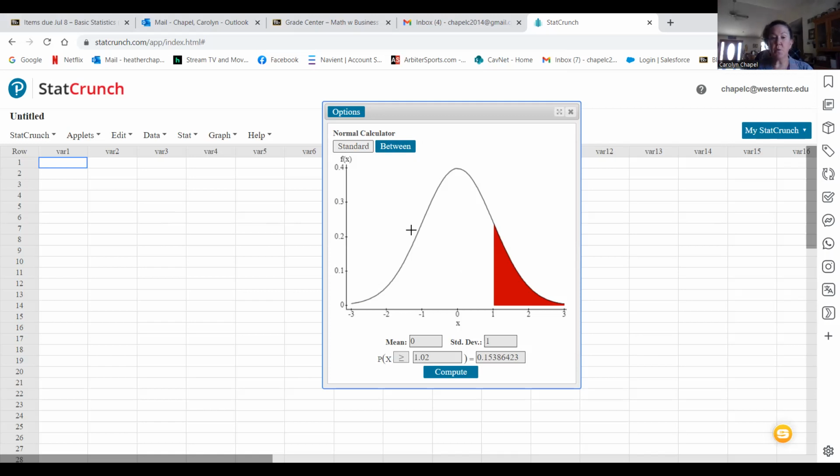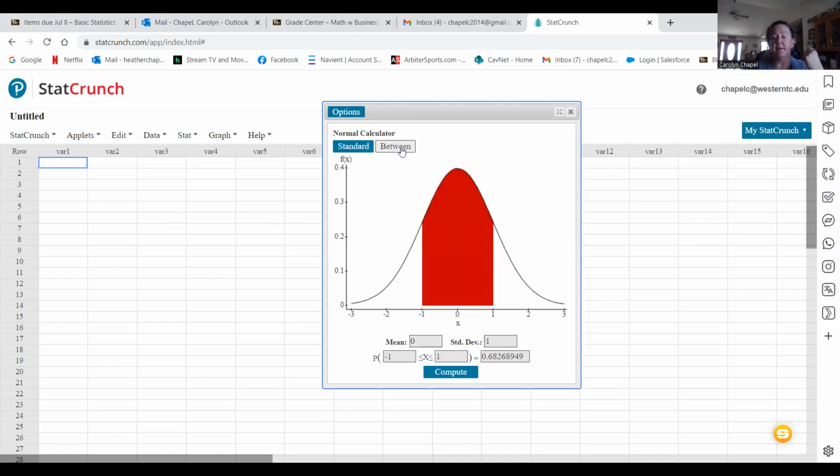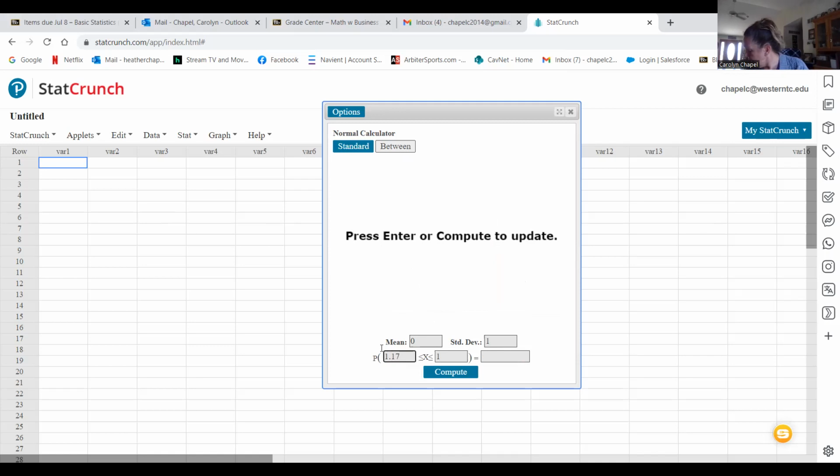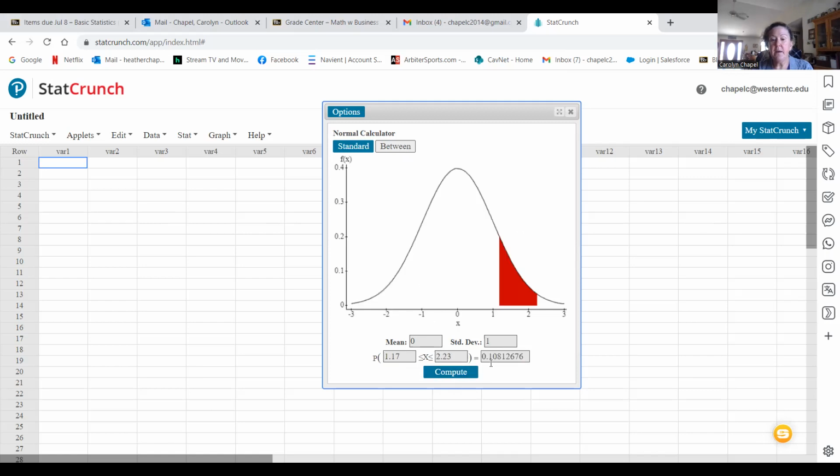To do something for between, so this is how we would do above and below. If we want to do between, we actually have to switch from the standard to the between button. And again, still make sure our mean is 0, standard deviation is 1. And we want to go between 1.17 and 2.23, and we got the value of 0.1081, and there's our 0.1081. We had to do two separate values and subtract. StatCrunch does it directly for us.